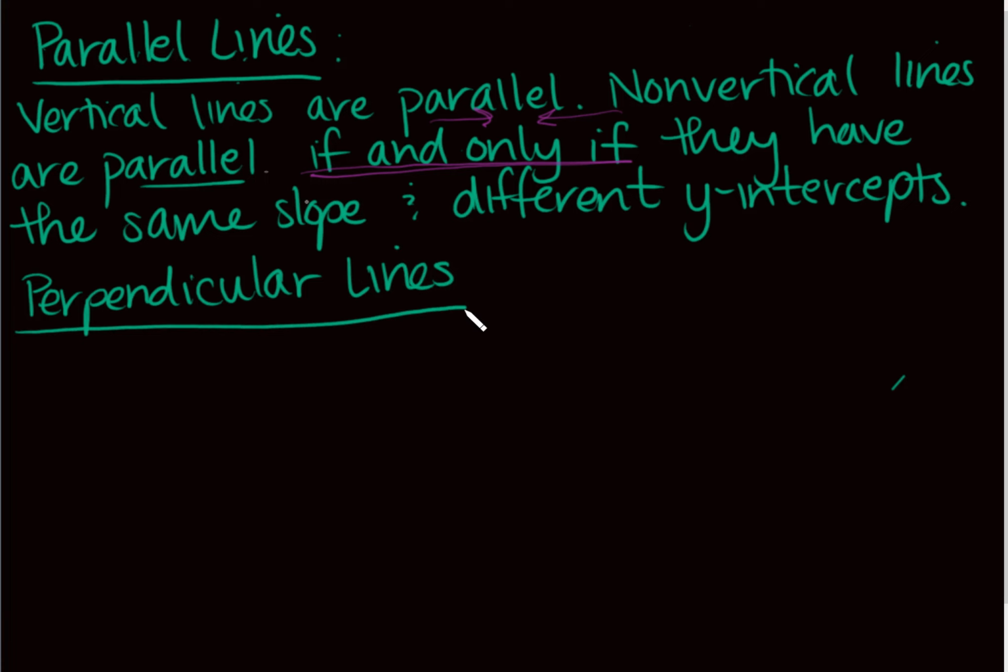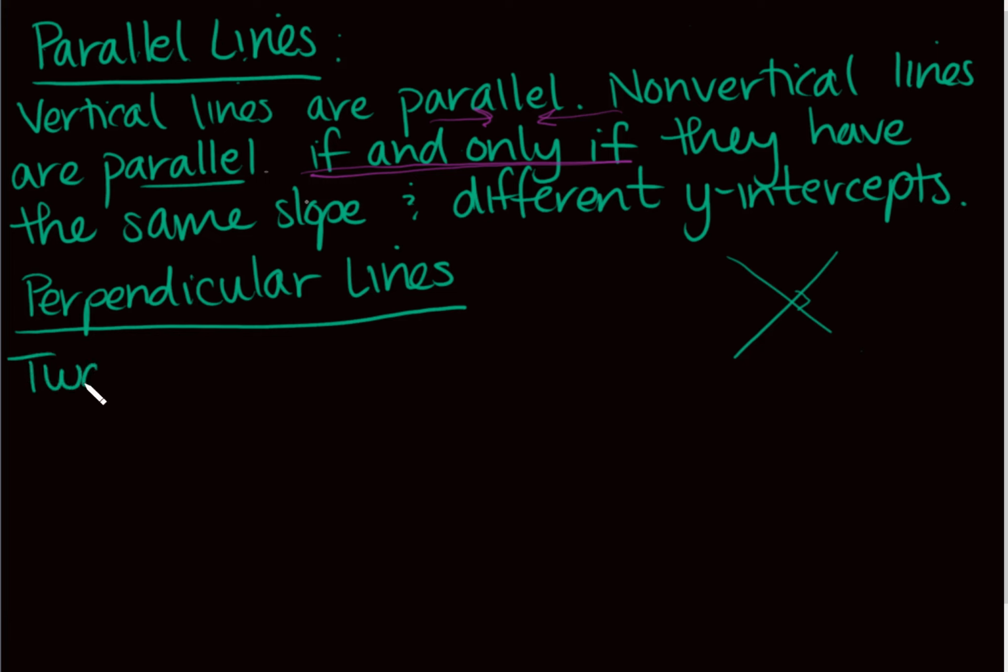Okay, so perpendicular lines. What do I know about perpendicular lines? We know that perpendicular lines meet at a 90-degree angle. What do I know about their slope, though? Look at this guy right here. Notice this is not super steep, but it's a slope that is positive, and this one is negative. So perpendicular lines, you might remember, have opposite reciprocal slopes. So let's write that out.